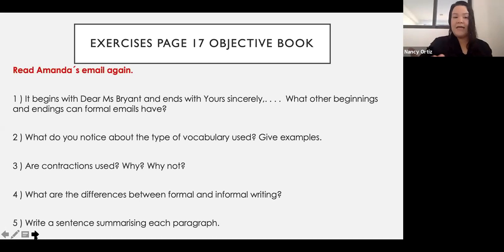We were going to practice writing, but it was just an introduction. Today, we start with the writing, okay?